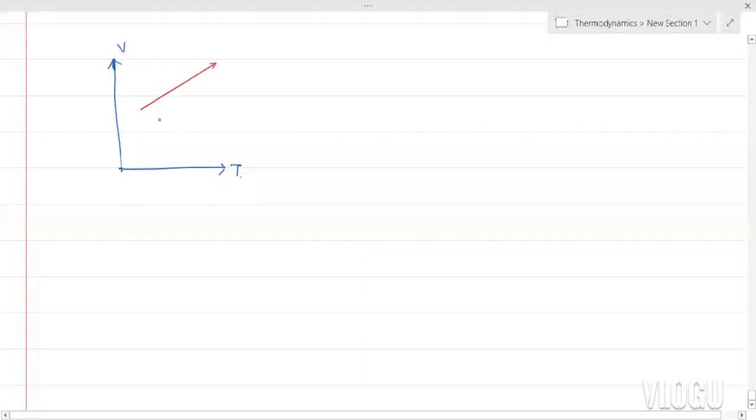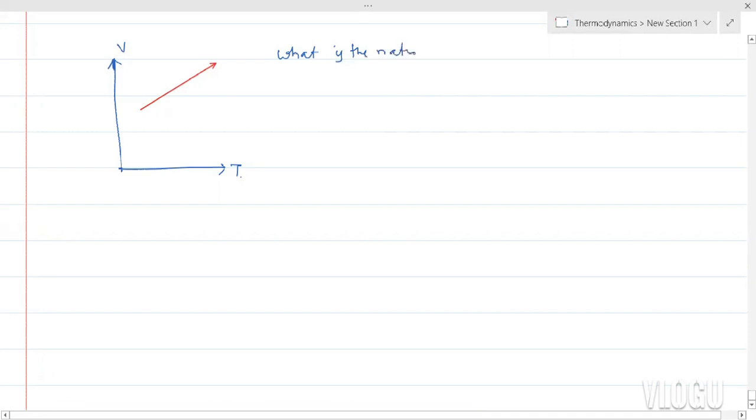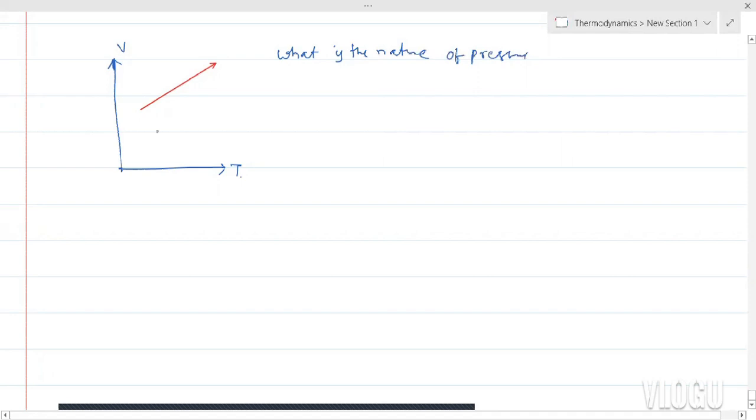Now we need to have the relation between pressures. So what happens to the pressure? What is the nature of pressure? So whenever the gas goes from A to B, let us say, what is the nature of pressure?